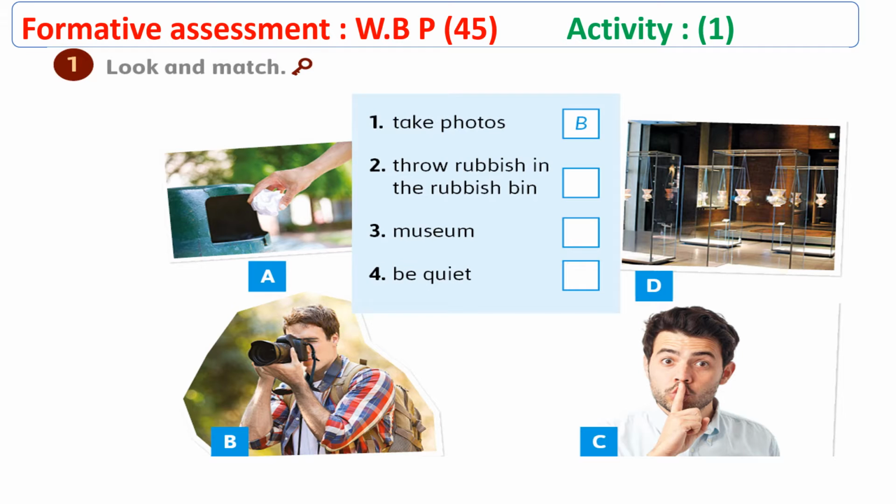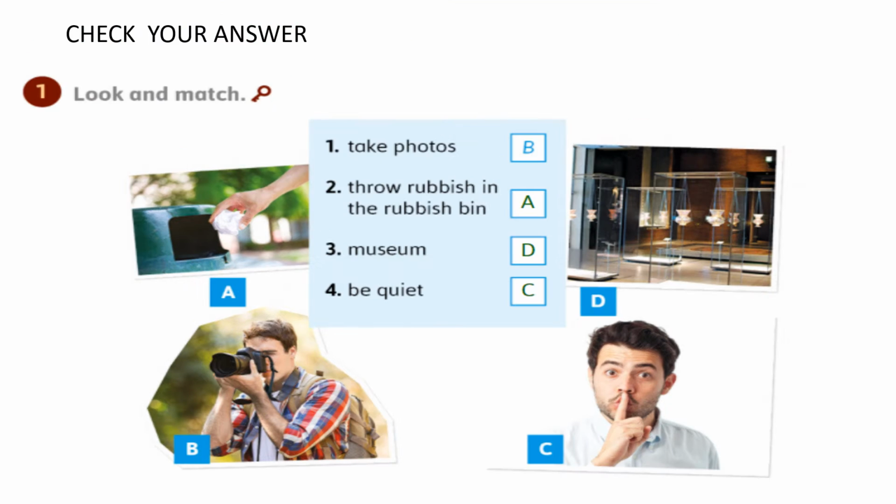Look and match. Number 1, take photo is answered. Number B. Number 2, throw rubbish in the rubbish bin. 3, museum. 4, be quiet. Have your time. Have you finished? Now let me check your answer. Number 1, B. Number 2, A. Number 3, D. Number 4, C.